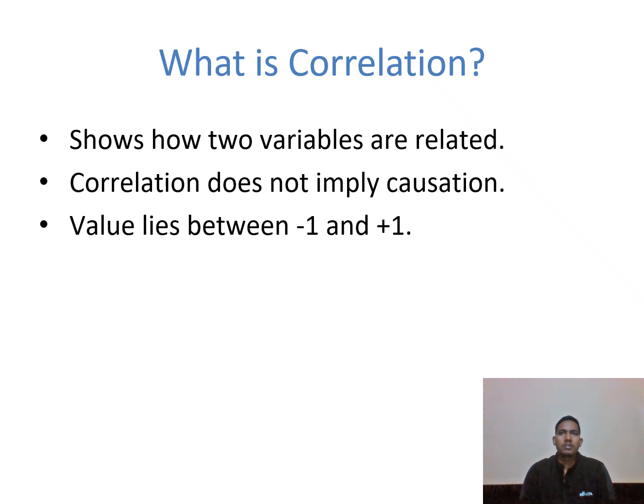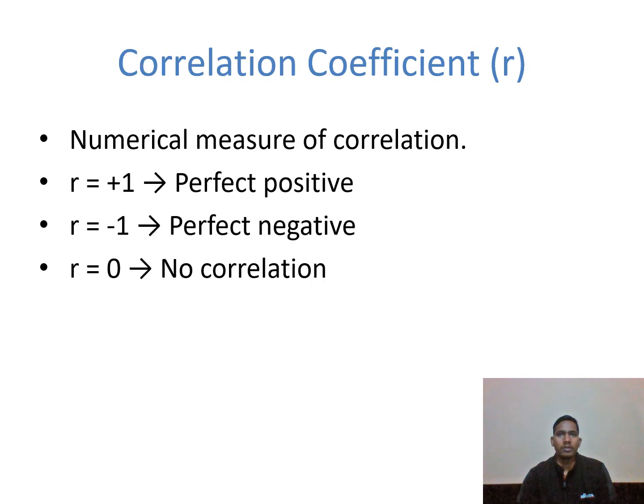Correlation tells us how variables move together. If one variable changes, correlation shows whether the other variable changes in a similar or opposite way. An important point to remember: correlation does not imply causation. The value of correlation always lies between -1 and +1.